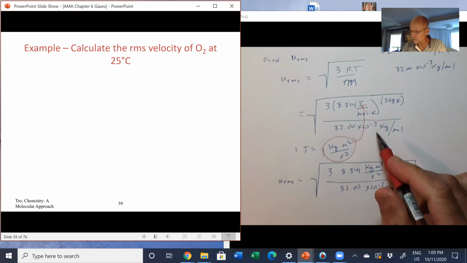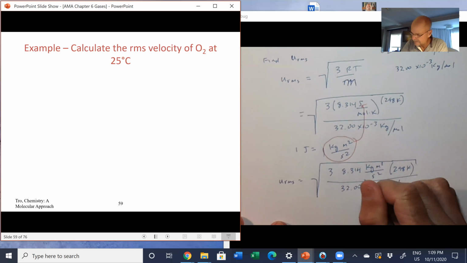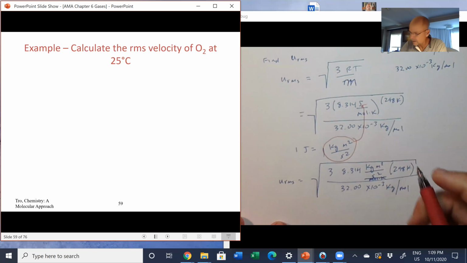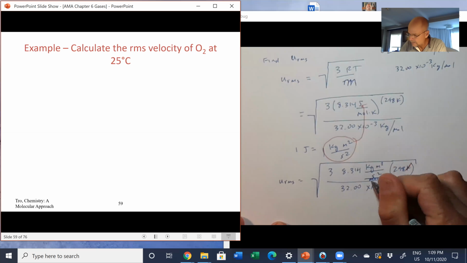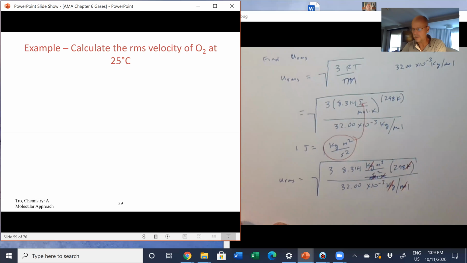What did I forget? Joules per mole Kelvin. Oh, I forgot some units up here in the numerator. Squeeze them in here. Mole Kelvin. All right, so the kelvins cancel here and here. The moles cancel here and here. Kilograms cancel here and here. And notice what we're left with in terms of units: meters squared over second squared. And when you take the square root of that, of course, you get meters per second.